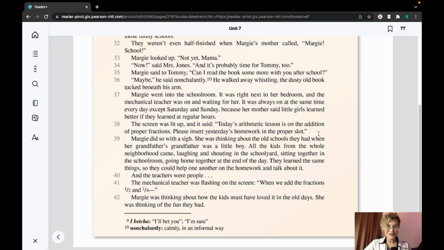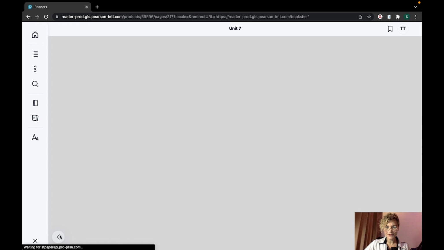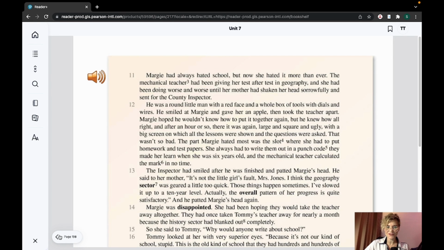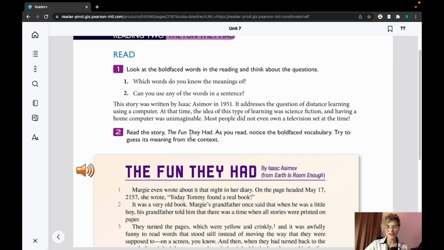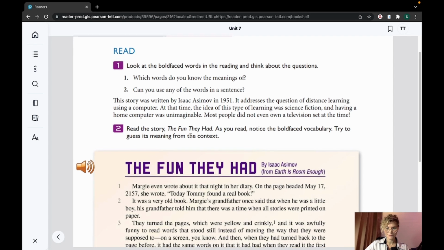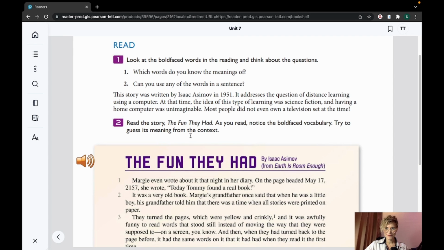Very good. Okay, so the first thing I'd like you to do is to preview. Please look at the title and the headings and the visuals, and from there predict what type of text this is and the purpose. Go ahead, do that first. Awesome, write it down and then answer questions number 1 and 2. Which words do you know the meaning of and which ones can you use in a sentence? Maybe you can answer those 2 right now.